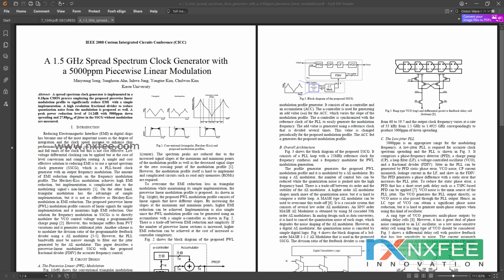Hi, here we are discussing a project: FPGA implementation of spread spectrum clock generator with Onion modulation. Spread spectrum clock generation, SSCG, is used in electronics to intentionally modulate the frequency of the clock signal. This modulation is achieved by spreading the energy of the signal across a range of frequencies rather than concentrating it at a single frequency. The primary purpose of using a spread spectrum technique in clock generation is to reduce electromagnetic interference and improve electromagnetic compatibility in electronic systems.